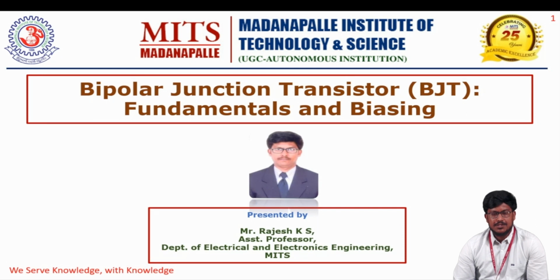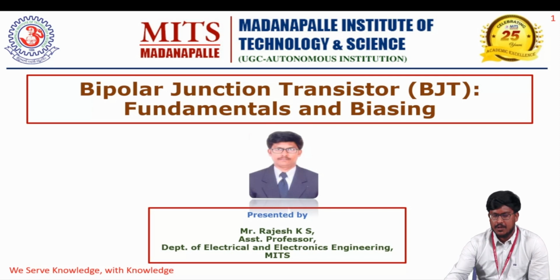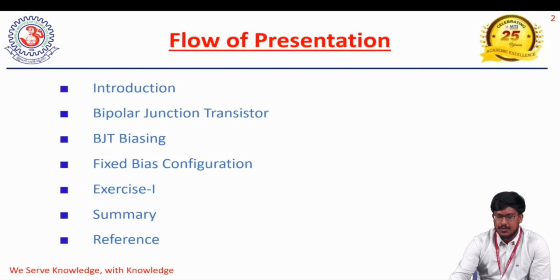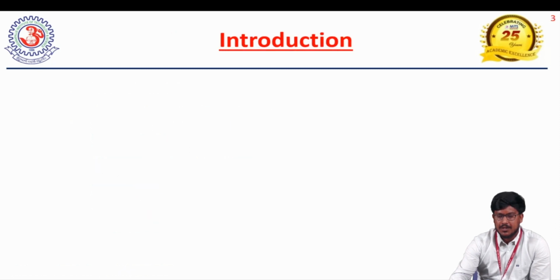In this session, we are going to discuss the bipolar junction transistor, regarding the fundamental concepts and also the biasing concepts. This is the flow of the presentation: Introduction, bipolar junction transistor basic concepts, and BJT biasing concepts. In case of biasing, we have different types of biasing configurations. But in this session, we are concentrating on the fixed bias configuration, and we are going to solve one problem with respect to fixed bias configuration, summary, and the reference.